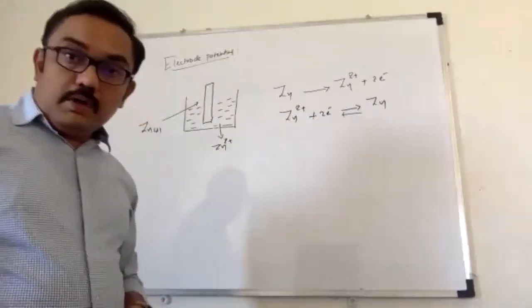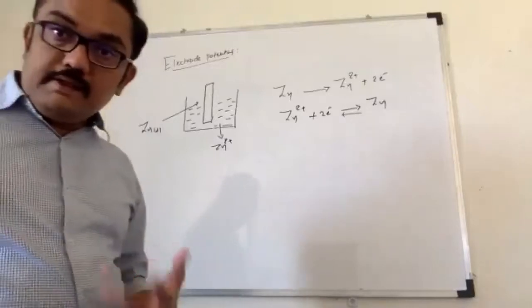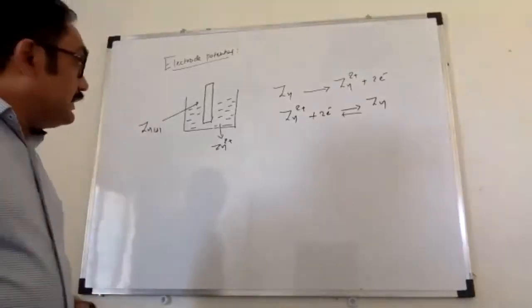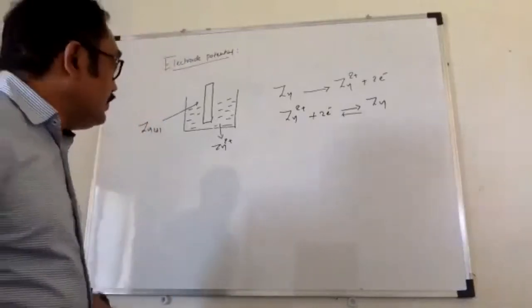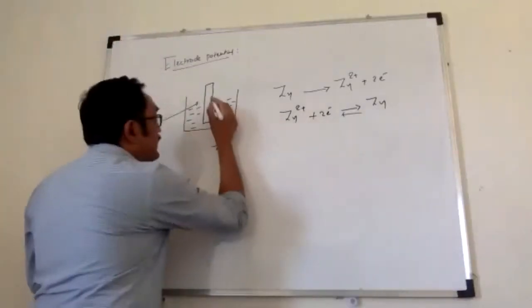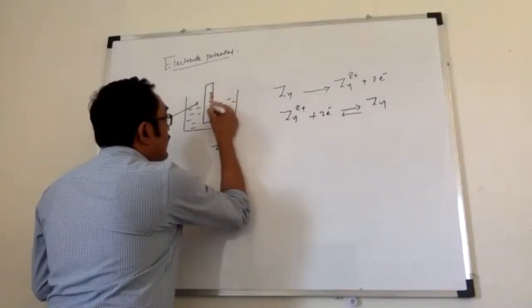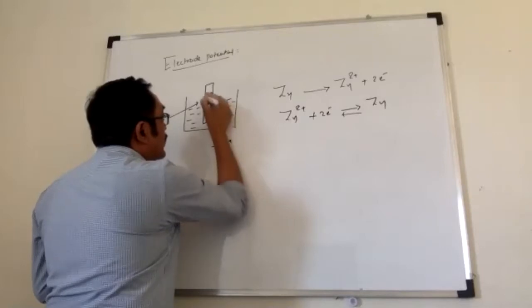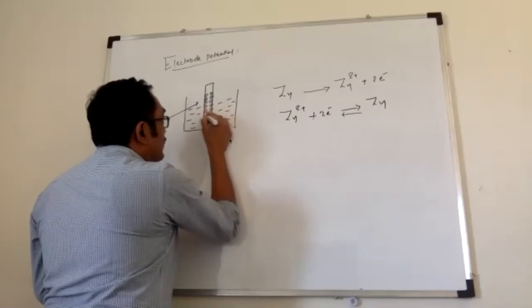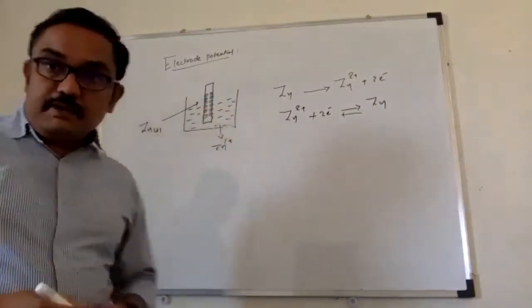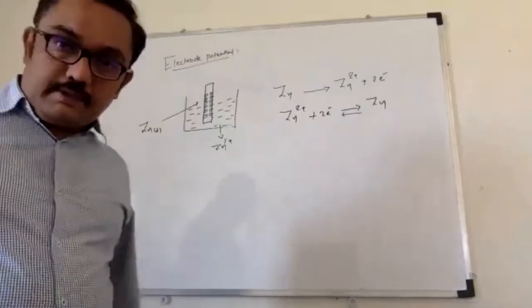So what will happen? The Zn atom in this case loses electrons. It leaves electrons on the metal rod. So electrons are on the metal rod. These electrons are actually lost by the Zn atom, which has gone into the solution.